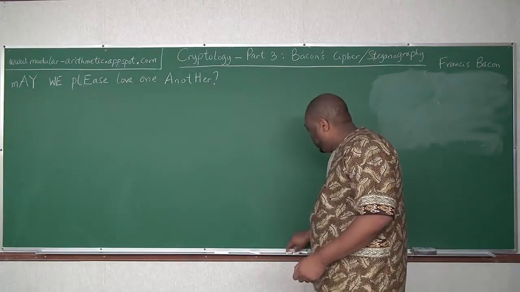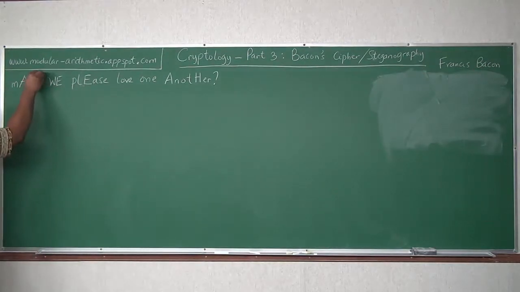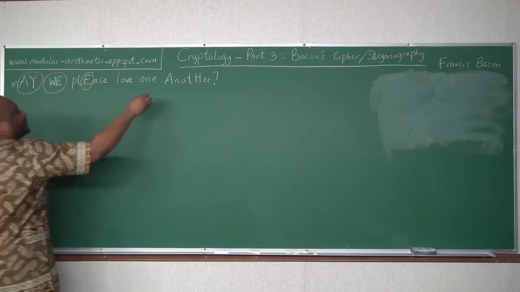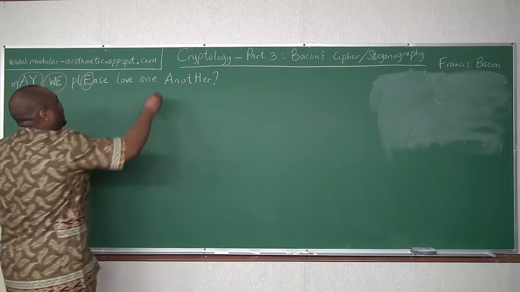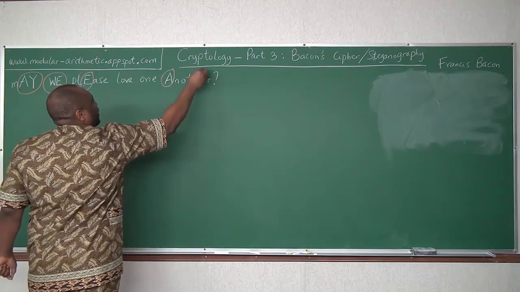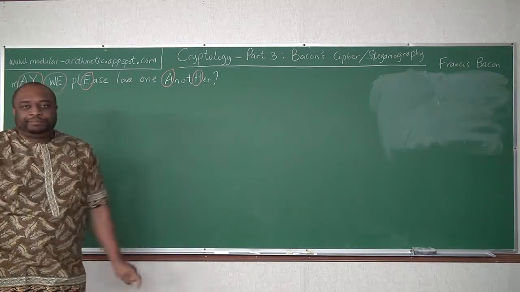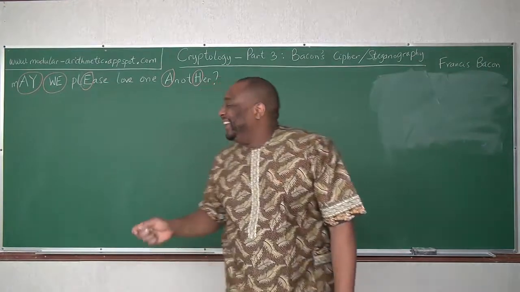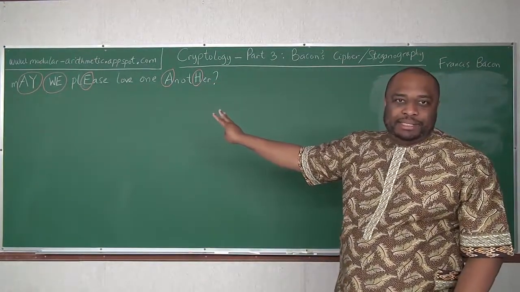Let me go ahead and circle the ones in uppercase, so you see what I'm talking about. Also the A here. The A is uppercase in another. So, 1, 2, 3, 4, 5. Okay, so you see the ones in uppercase.